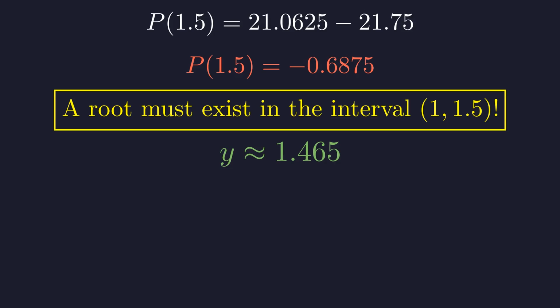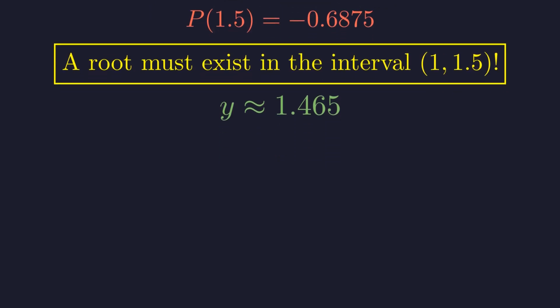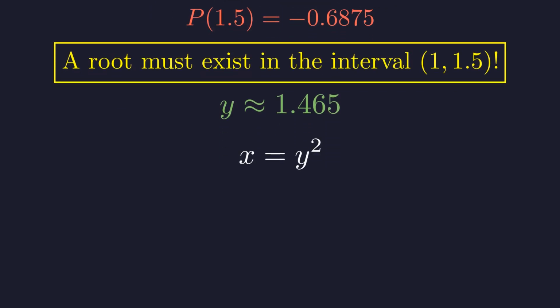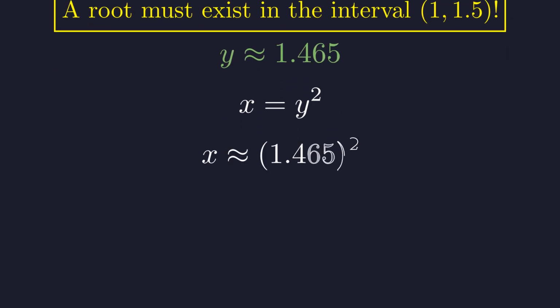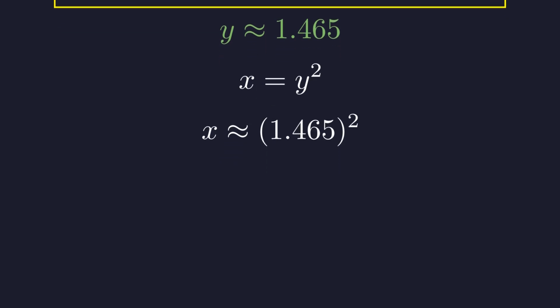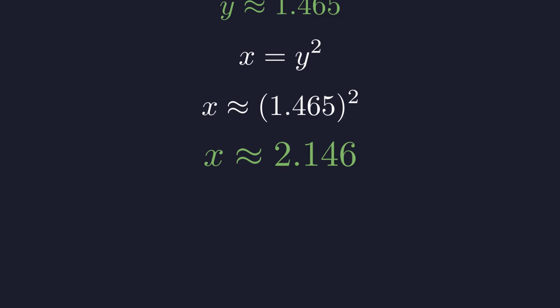Now that we've logically proven a root exists and pinned down its location, we can confidently use a numerical solver to find it. The value is approximately 1.465. Now we substitute back to find x. Since x equals y squared, we square our value for y. We arrive at our one true solution. X is approximately 2.146. This value satisfies every constraint we discovered along the way.